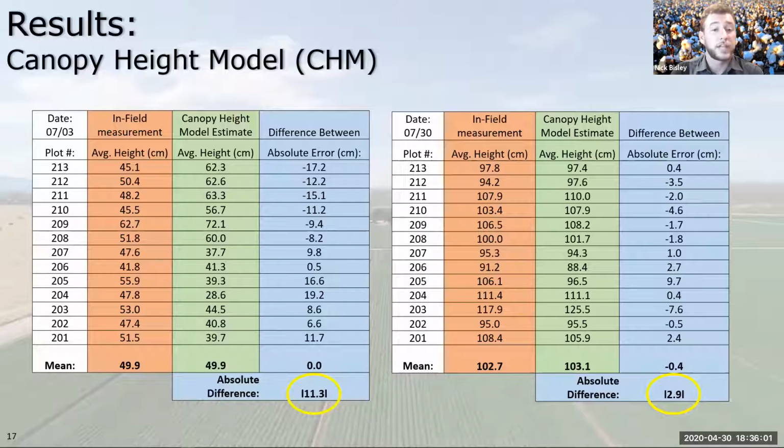Looking at the results of the canopy height model, the first number there is 11.3 centimeters absolute difference, and then the second, later in July, the absolute difference was 2.9. And that could be due to just a more closed canopy. The image was easier to read when it's a full canopy versus in the beginning of July, when you still have gaps in between rows, you have some gaps in between plants. And so I think that is maybe what led to that greater error in the earlier flight.